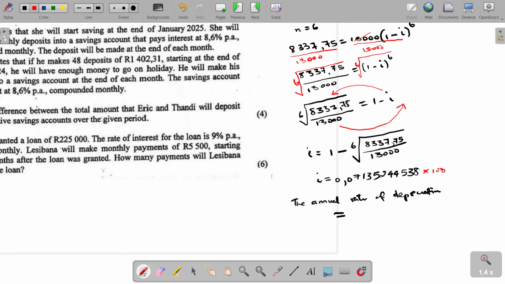if we move here, 1, 2. So it means our final answer is now going to be 7 comma 1. If you check 4, it's giving us 7,14%.